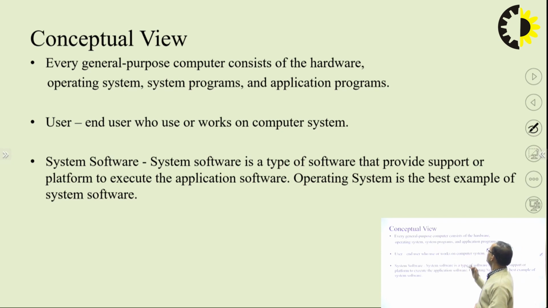Every general purpose computer consists of the hardware, operating system, system program, and application program, as I already discussed. The user works on the computer system. Who is the user? A user is a person who works on the computer system, who uses the application software. System software is a type of software that provides support or a platform to execute the application software, which is required for the working of application software, and the operating system is the best example of system software.